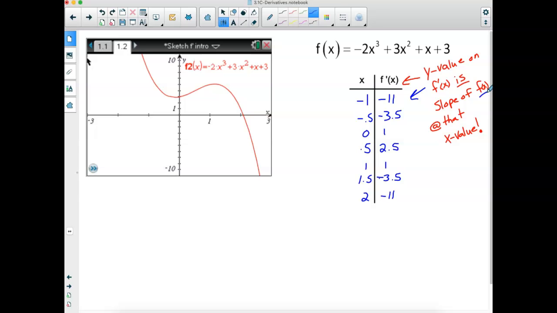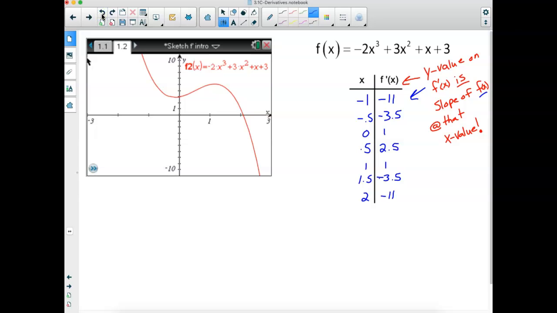So when I look here, when x is -1, the y value of -11 is not talking about how high it is or anything. What it's talking about is the slope of the tangent line that goes through that point, okay? So we're plotting all these different slopes in this thing.